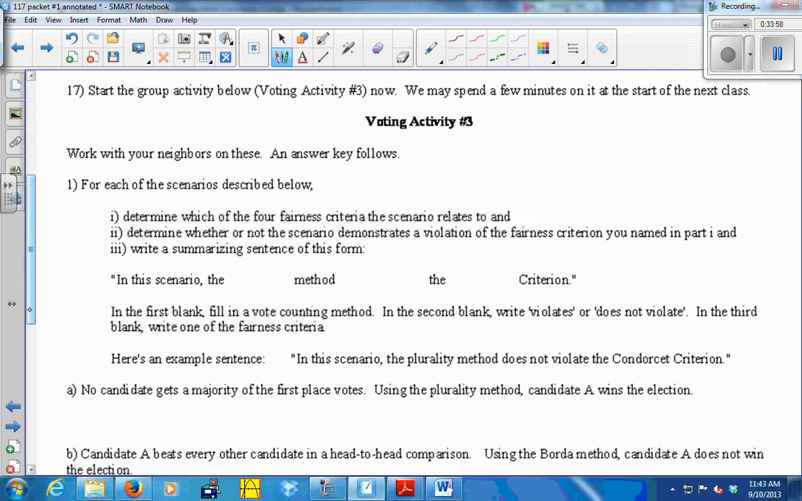All right, so identifying these violations is tricky and subtle. I want you to have a good amount of time to work in class on this voting activity number 3. We might even have to spend a few minutes on it at the start of next class, because it's kind of long. So I want you to work in your groups. The answer key follows the questions, so you just turn the page and you'll find the answers. Let me know if you have any questions. I'll be coming around to help groups as needed.